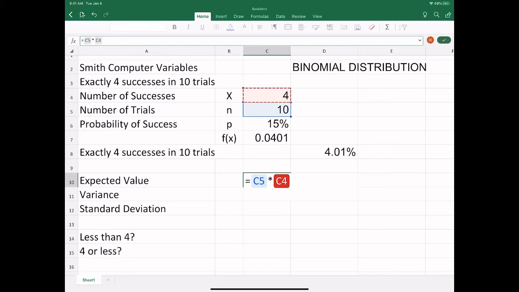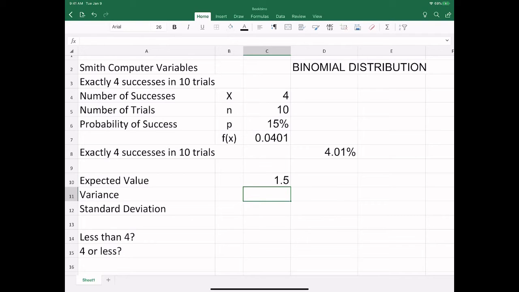N times p. I see that's not right. I don't want times x. So I see that I have entered that incorrectly. No problem. I now hit the red X and it goes away and I can start all over again. Now I'm going to say equal n times, and this time I'm going to do it right and highlight the p. 15%. I'm going to hit the green check and it gives me an expected value, just as we got earlier in this video, of 1.5.